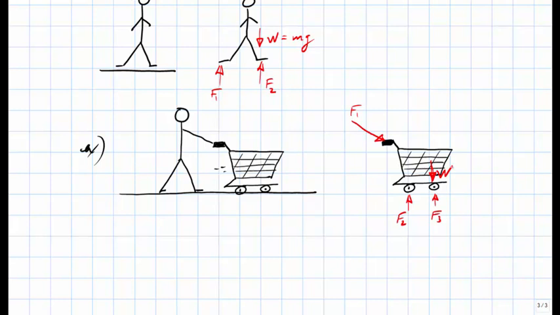And we mentioned that the shopping cart will also accelerate, and we have to represent the acceleration using an open vector, like this. And that is what the free body diagram would look like.